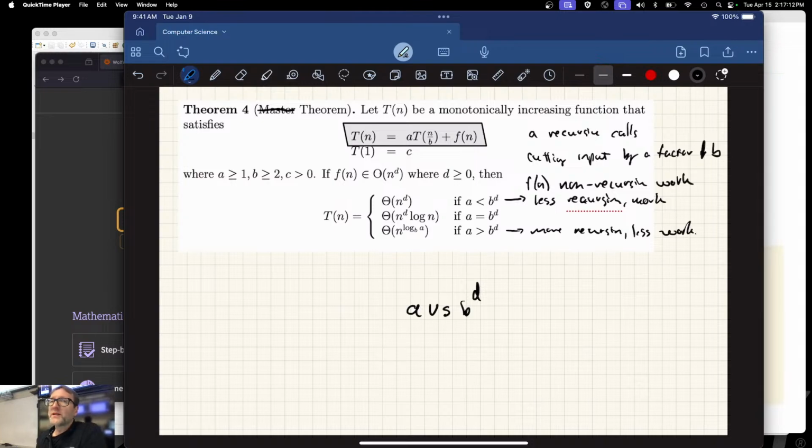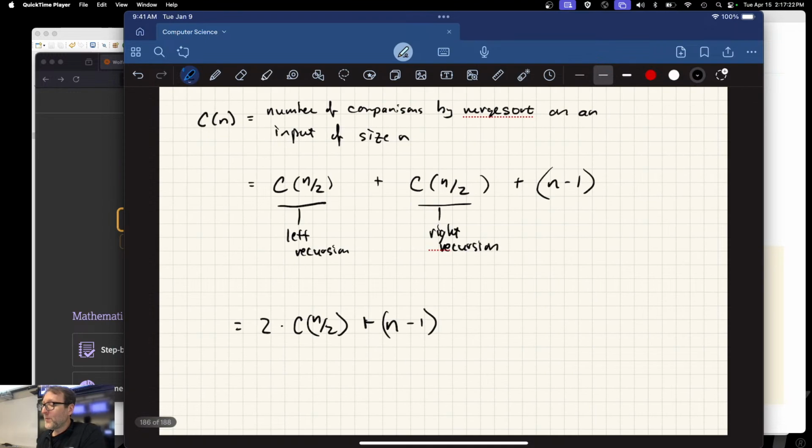You don't need to understand the nuances here to apply it, though, because all you need to do is identify A, B, and D. Now let's go back to ours. Right? Is it in that form? Yep. What is my A here? How many recursive calls am I making? 2. How much am I cutting the input in each iteration of my recursion? I'm cutting it in half. So B is 2. Now what about this, D?